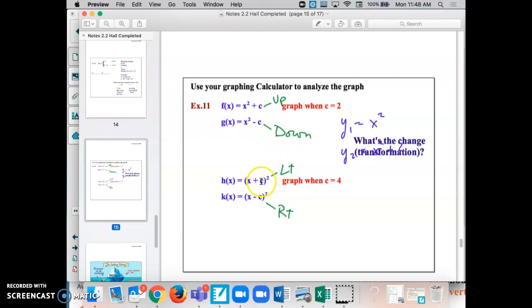But when that shift is inside the parenthesis, it's a horizontal shift and opposite. So plus C is to the left. So if C were 4, it'd be left 4. And minus C is to the right. It would be to the right 4. If I put 4 in there, minus 4 will be to the right 4. So if C is outside of parenthesis, it's a vertical shift. If it's inside the parenthesis, it is a horizontal shift, but opposite.